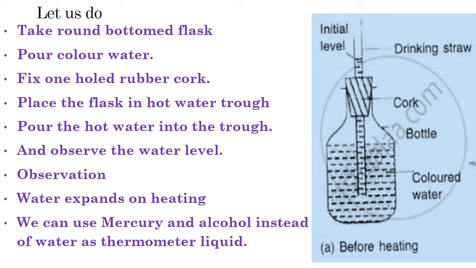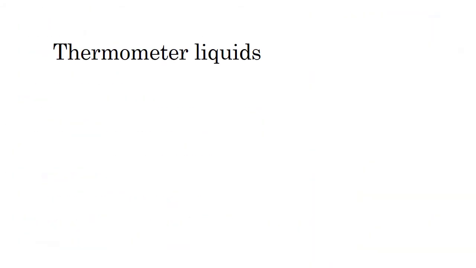So heating and cooling also: if you cool the water, then the level decreases. That means water contracts on cooling and expands on heating, the opposite. Understand? So by this we can say matter expands on heating. Then you can use mercury and also alcohol instead of water. So we'll discuss the thermometer liquids.